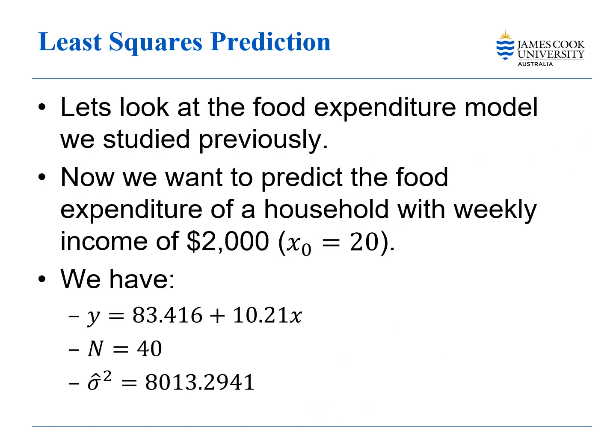All right. Now let's look at the food expenditure model that we studied previously. Remember, we have all this information. That's our b1, this is b2, and the sample size is 40. We compute the residuals, then the sum of squared residuals divided by 40 minus 2, which is 38. Then we get the estimate of sigma hat squared, which is 8,013.2941. Now we want to predict the food expenditure of a household with weekly income of $2,000, which means x0 is 20. Remember, the unit of x0 is $100, so it's 20.